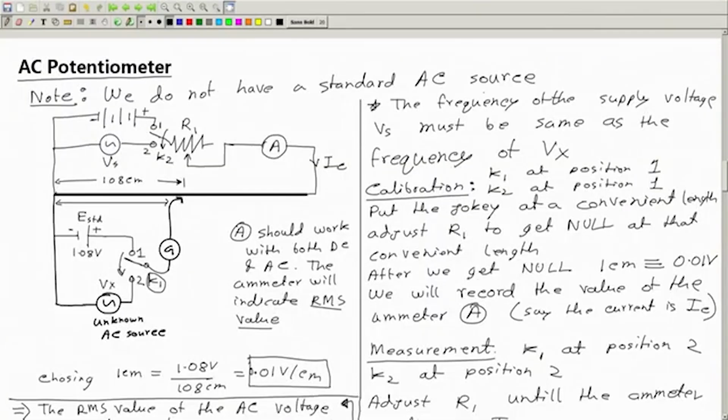the potentiometer that we discussed in the previous class will work only if the phase angle of Vs and Vx, the source supply and the unknown, are the same, else it will not work.